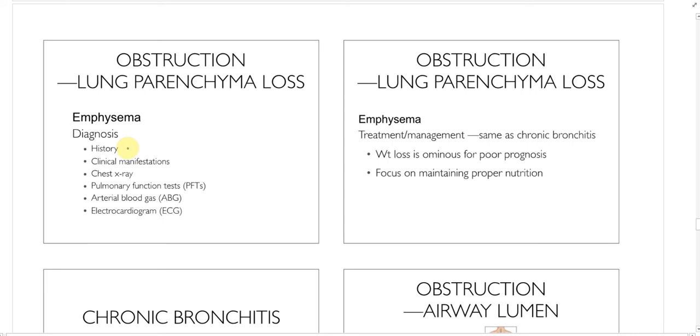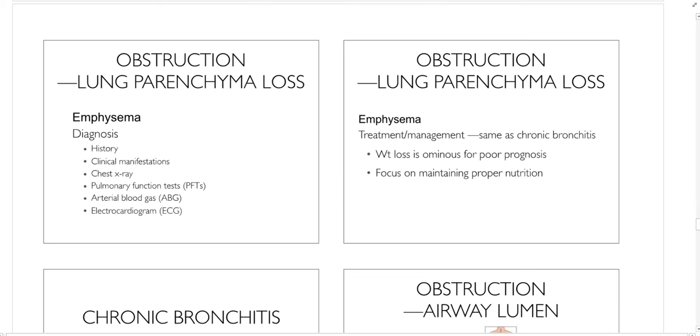Diagnosis is primarily based off of history and those clinical manifestations. We may do a chest x-ray to see if they have any bullae formation, or perhaps to see how destructive the process has been to the alveoli. Pulmonary function tests, ABGs, ECGs. For treatment and management, it's going to be the same as chronic bronchitis. These patients may have more O2 compared to chronic bronchitis, but it really depends on how they're doing.